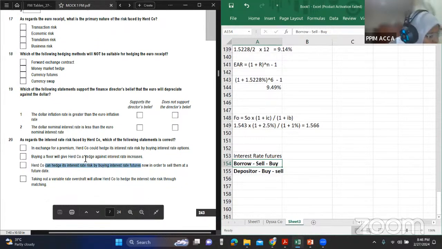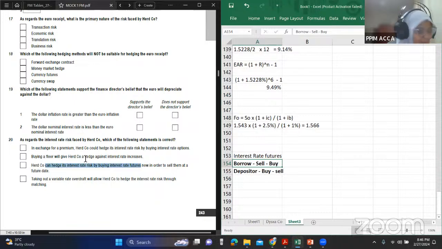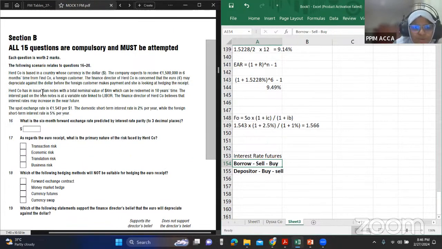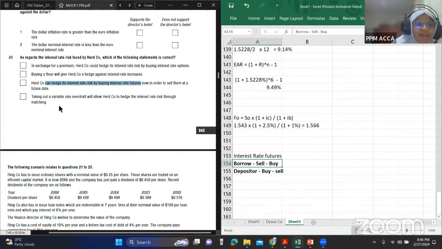Taking out a variable overdraft will allow Herd company to hedge the interest rate risk through matching. Okay. So if you take an overdraft, you will have another loan. Already you have taken another loan. What do you call the issue of bonds, is it? Yeah. Loan notes. Sorry. The loan notes, that is also kind of a loan. It's a borrowing. So if you have to match it, then you have to deposit somewhere. But here they are asking you to take another overdraft, which is another loan. So it's not going to match.